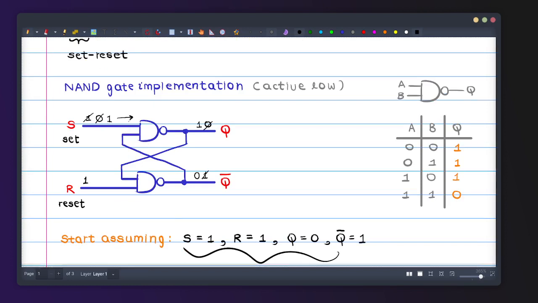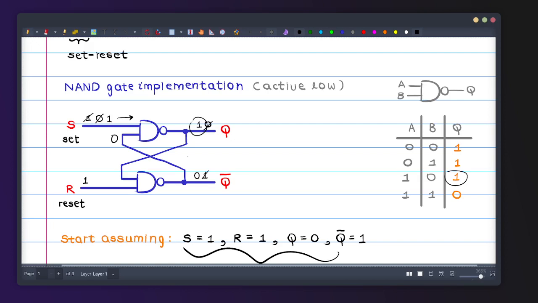There's a 1 passed in, it's no longer a 0. There's a 0 coming in from the Q complement. 1 NAND 0 is still 1, right? So the gate is still stable, but notice nothing changes. That's the beauty of this.